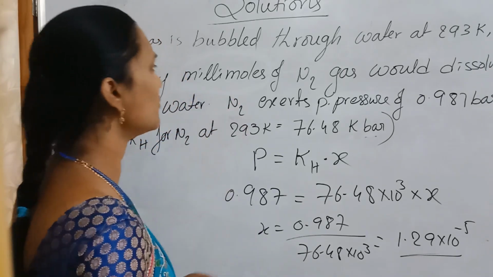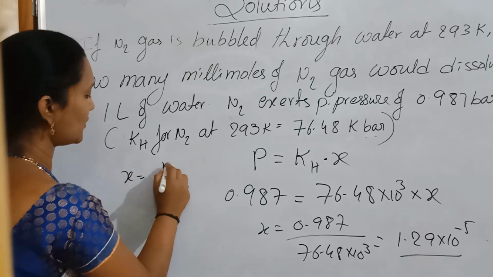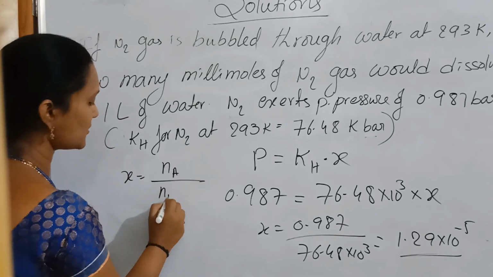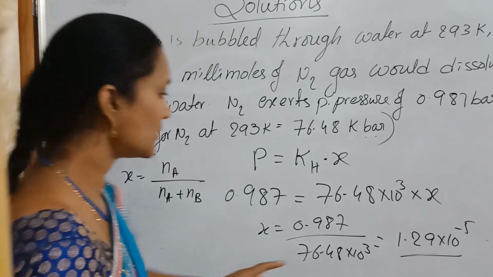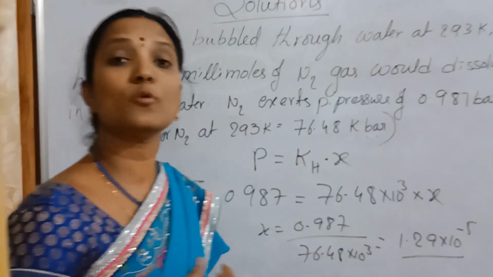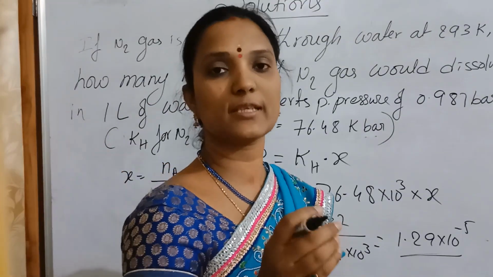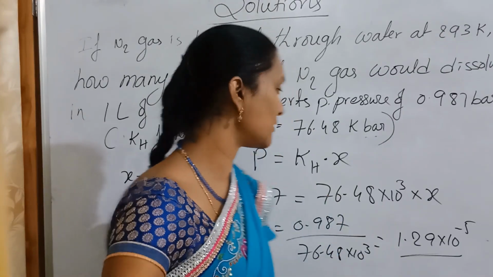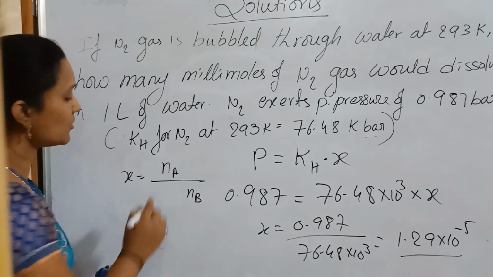But the question is not mole fraction, it is millimoles. First calculate moles. Mole fraction is equal to number of moles of solute by total number of moles in solution. Yes or no? Just check this mole fraction, this is very less. Mole fraction of nitrogen is very less, means the number of moles of nitrogen in the solution is very less. So we can neglect this number of moles here.